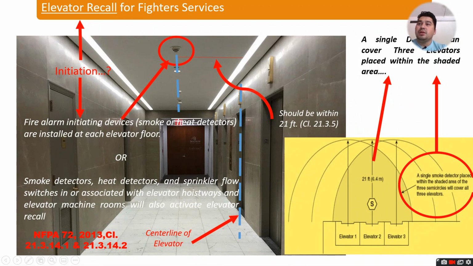Initiation. Fire alarm initiating devices, smoke or heat detectors, are installed at each elevator floor. So on each elevator floor, there should be heat detectors or smoke detectors, and sprinklers. Floor switches in or associated with the elevator hoistway and elevator machine rooms will also activate elevator recall.